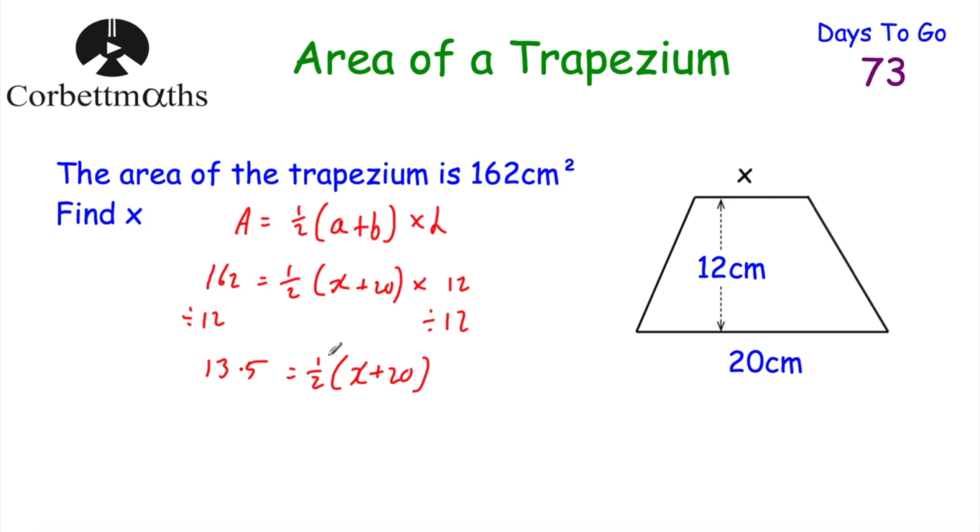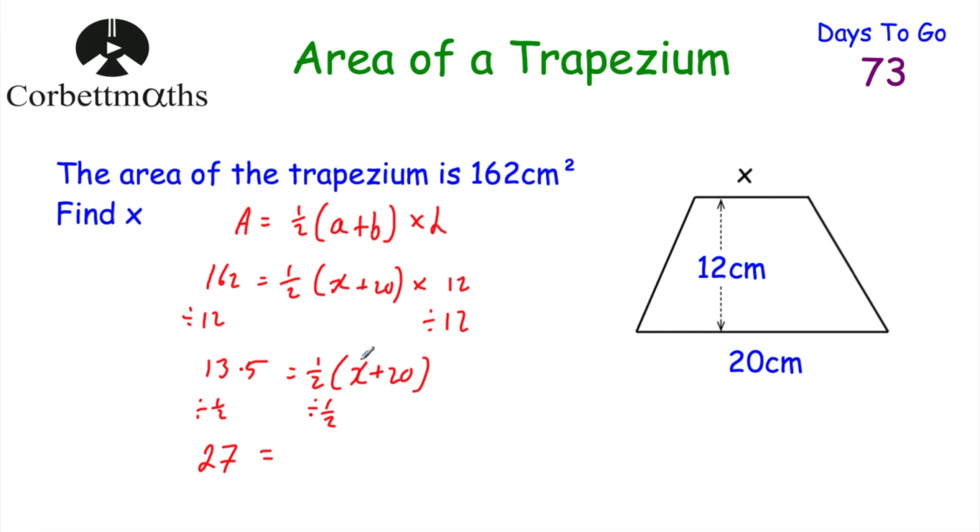Now we don't want this multiplied by half here, so if I want to get rid of this multiplied by half, we do the opposite, which is instead of multiplying by half, we're going to divide by half. So we're going to divide by half on both sides, because we want to get rid of this multiply by half. You could at this point instead just multiply by 2. Instead of dividing by half, you could just times everything by 2, but I'm going to divide by half. So 13.5 divided by half would be 27.